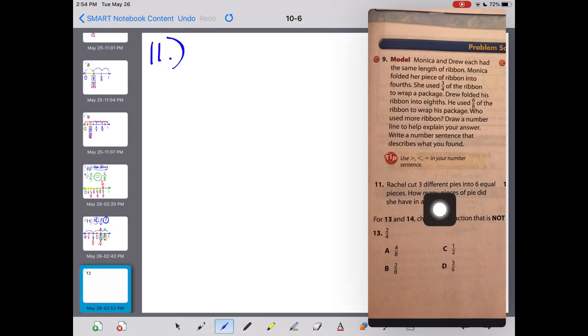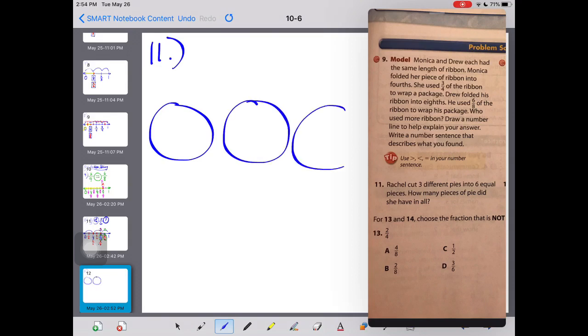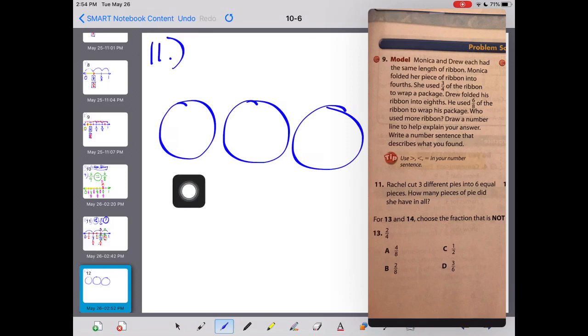Rachel cut 3 different pies. Let's draw some pictures. I love pictures, okay? So pies are traditionally shaped like a circle, right? Okay, so let's do that. How many pies again? 3. 1, 2, 3. Now, I want to try to get them to be the same size. Now, it's not going to be perfect. And remember, circles are so difficult to draw the same size. But let's pretend all 3 of these pies are the same exact size.